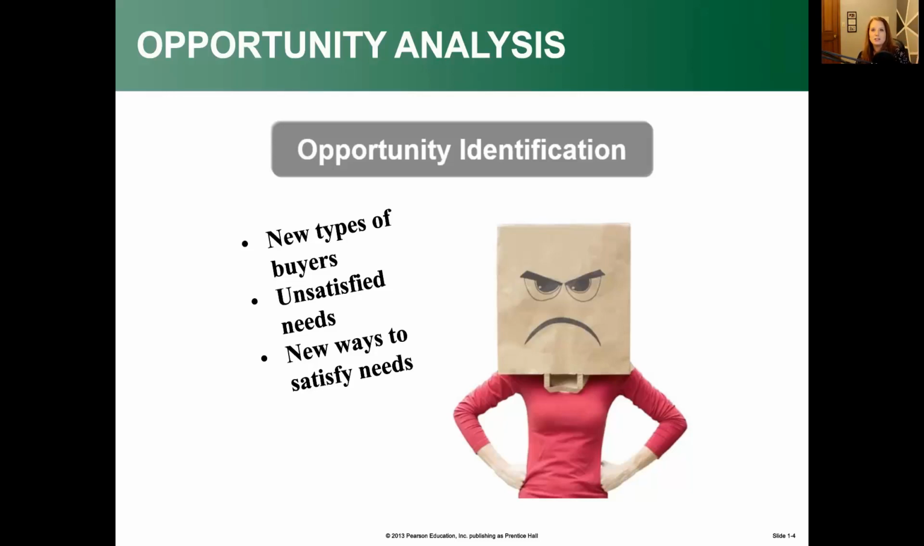unsatisfied needs. So this might be a local, community thing. Maybe there's a need in the community for a different type of restaurant that doesn't exist yet. Maybe there is a need in the community for a different product or service that isn't in that local community yet. So that would be one local example.